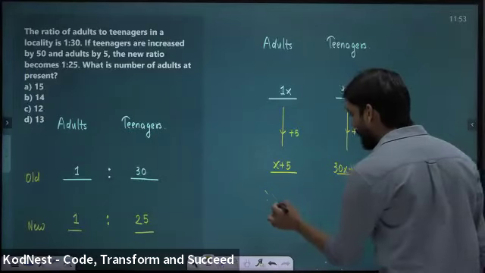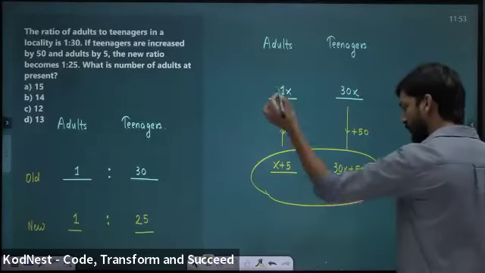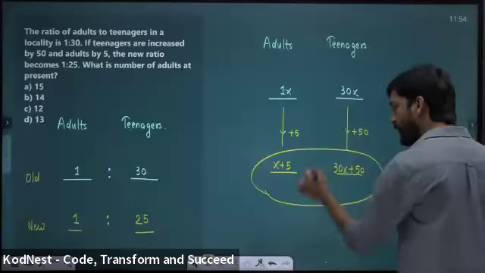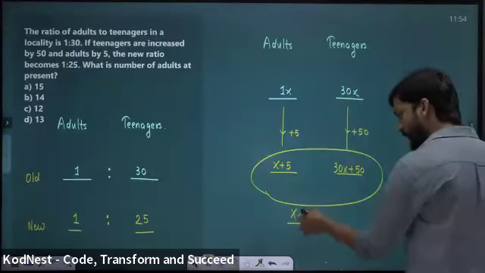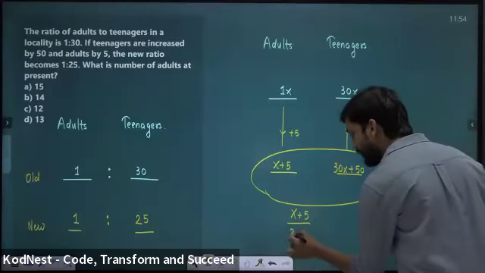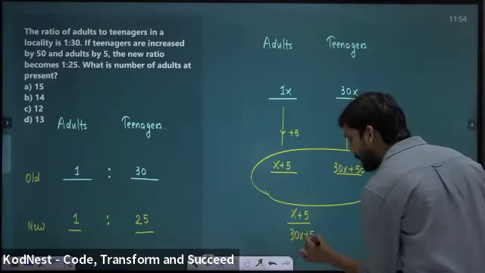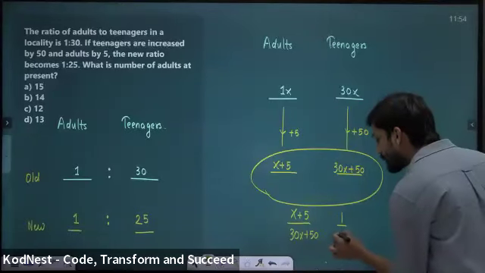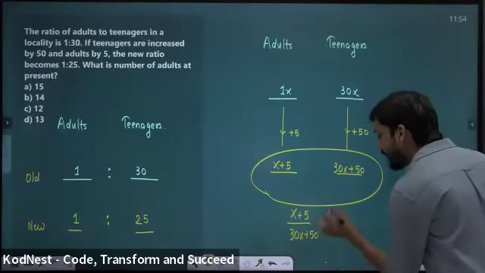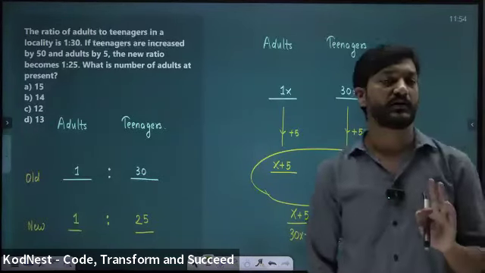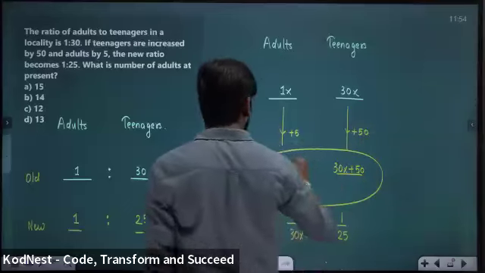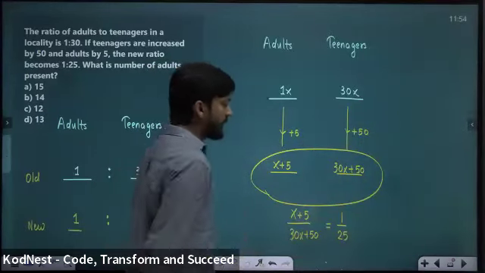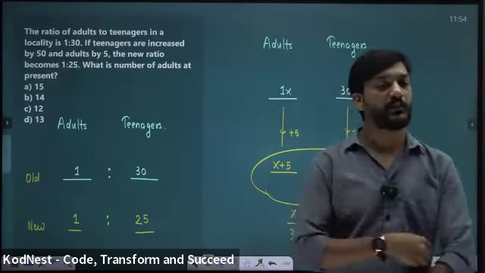1:25. So can I say from the question, the ratio of these two values, ratio means a fraction, x plus 5 over 30x plus 50, is given as 1:25. So can I equate? Carefully answer. Can I equate? Yes. Okay. So just one variable we have and we can now solve it. So now please solve it. What is x value? Please answer quickly.